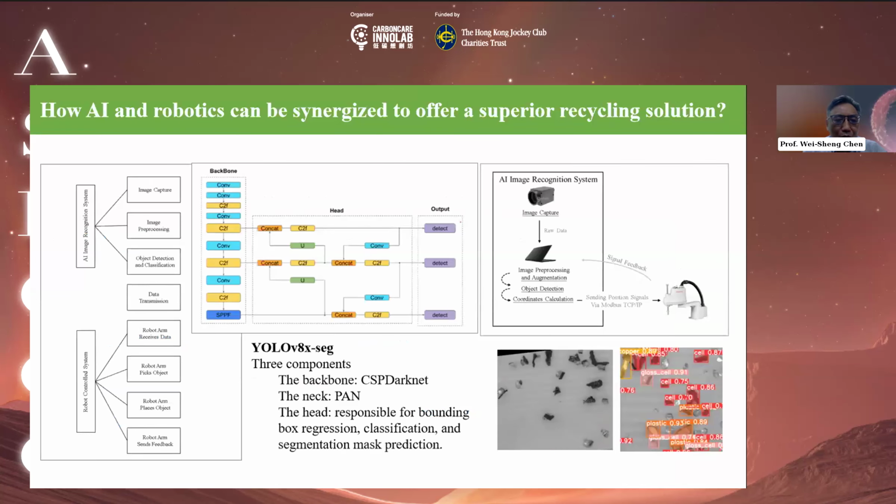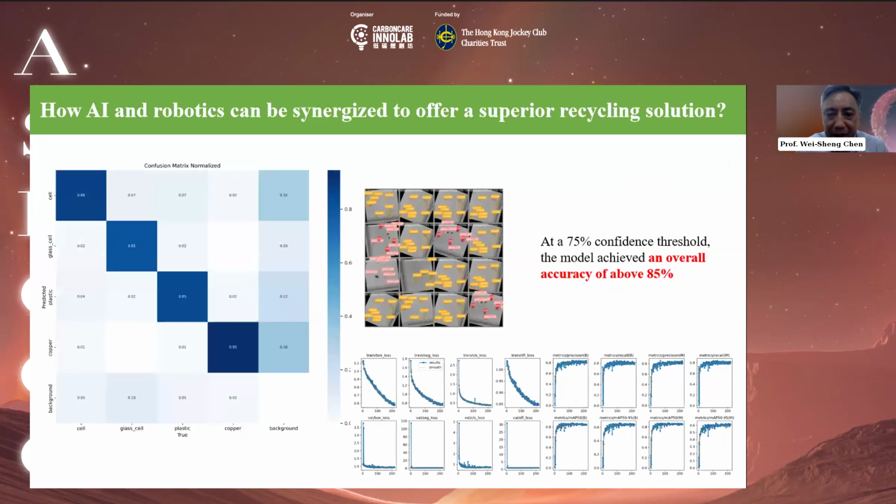And this is how we can do it for the image capture. And then we have the data passing through the robotic arms to try to pick everything and into their grooves and push them. This is the efficiency and accuracy of those plastic, glass, copper, and cell, their accuracy of the identification.